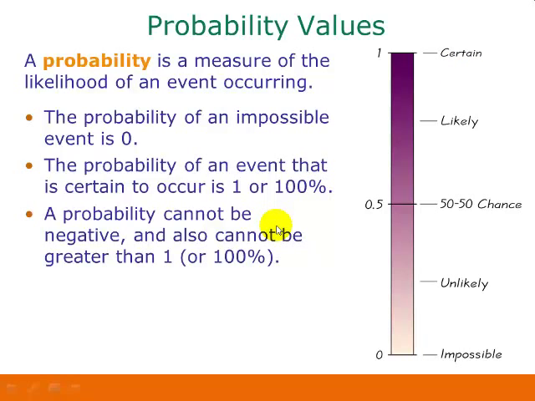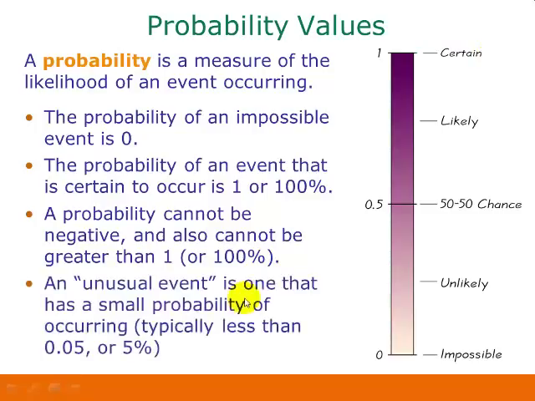One value that a probability can't have is a negative value. So we can't have any probabilities that are less than 0. We also can't have probabilities that are greater than 1 or greater than 100%.